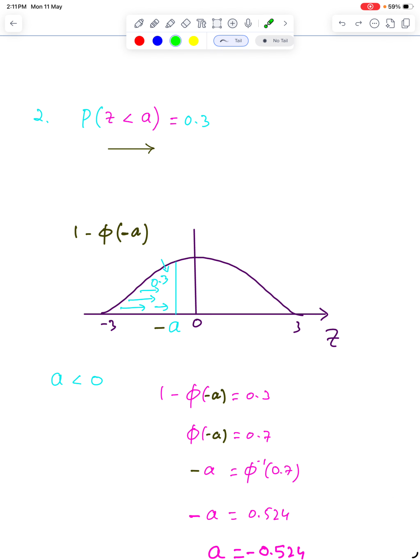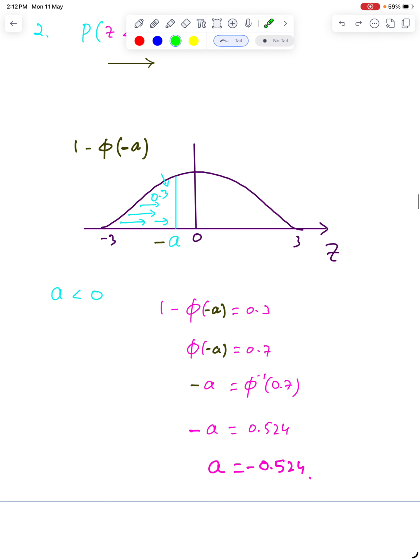Now consider another case where z is less than A and the area is less than 0.5. Because of lesser sign, shade from lower tail towards the upper tail. Since the area is small, we stop shading before reaching 0. This means that A lies on the left side of 0, so its value is negative. Make sure you write negative A here. Since the area is small, write 1 minus phi of minus A, and then solve accordingly.